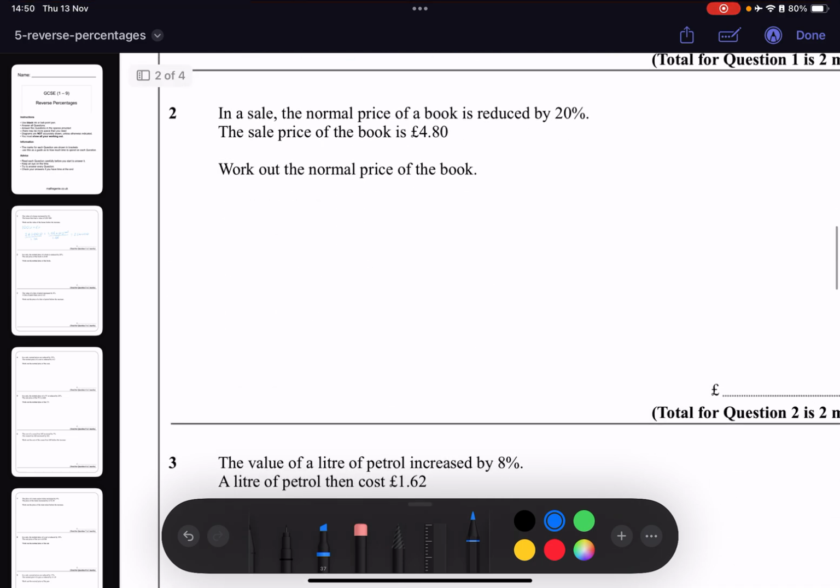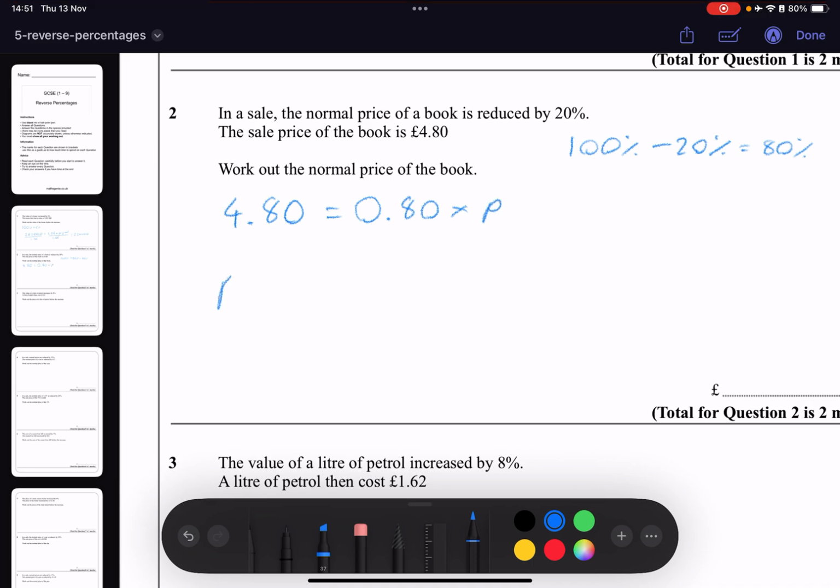Next one, in a sale, the normal price of a book is reduced by 20%. So the sale price of the book is £4.80. Work out the normal price of the book. Now this time what we're talking about is it has decreased, so it is now worth less. So if we've lost 20%, well, it was 100% of its own price, and now we lose 20%. So what we have is 80%. So that means that 4.8 is equal to 0.80, that's 80%, times the original price. So I'll just say P.